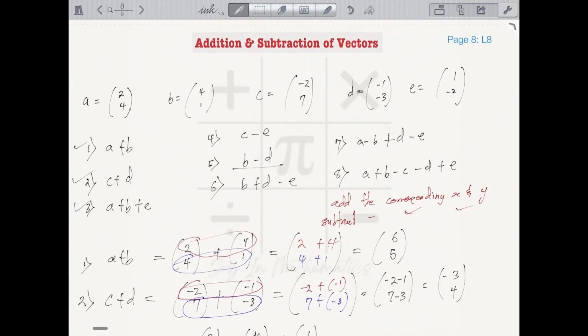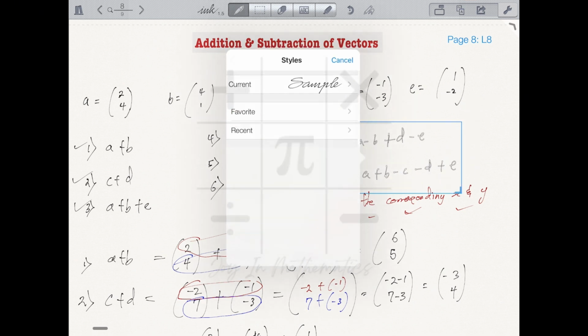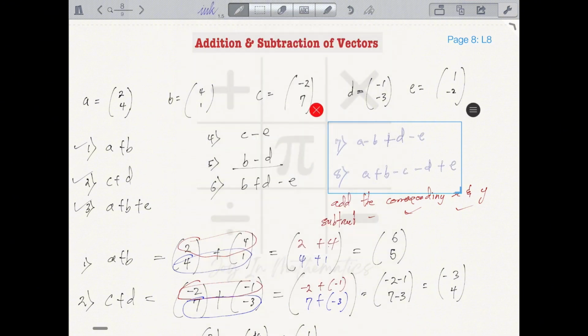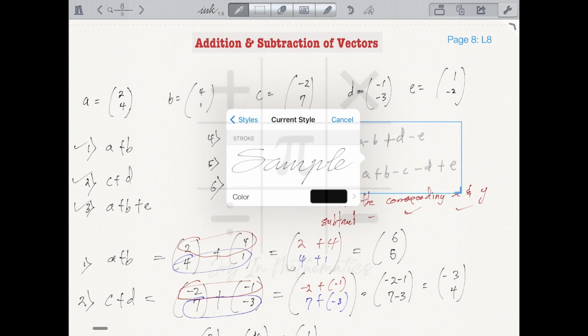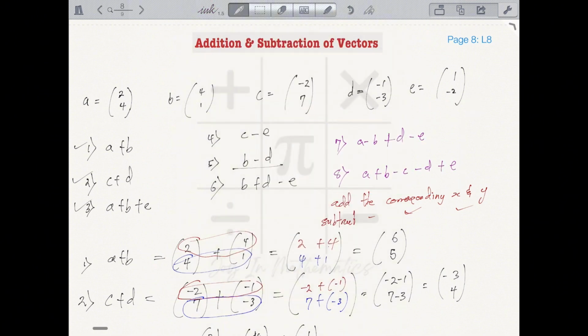Now, this is the exercise that we have for this lesson. You will be required to simplify these two questions. Question 7 is A minus B plus D minus E, and likewise question 8, which is A plus B minus C minus D plus E.